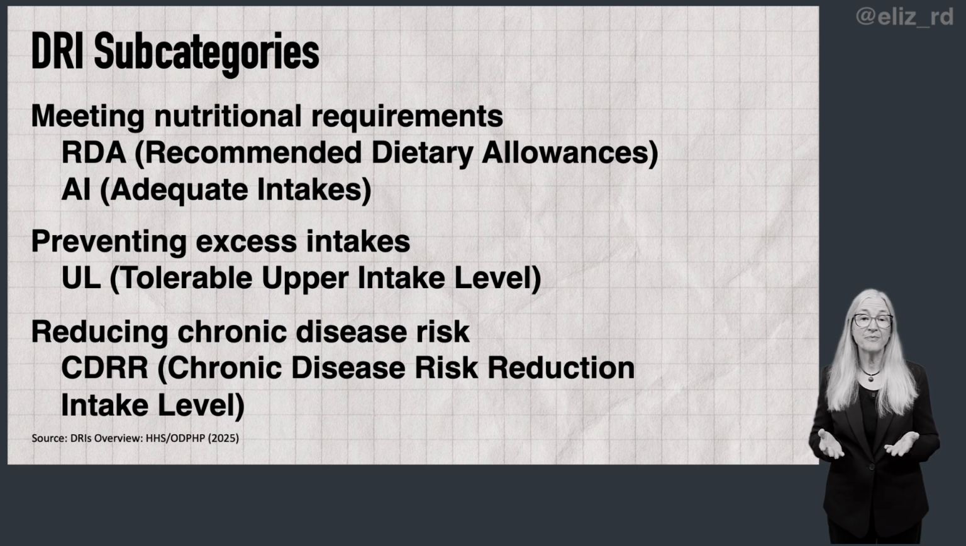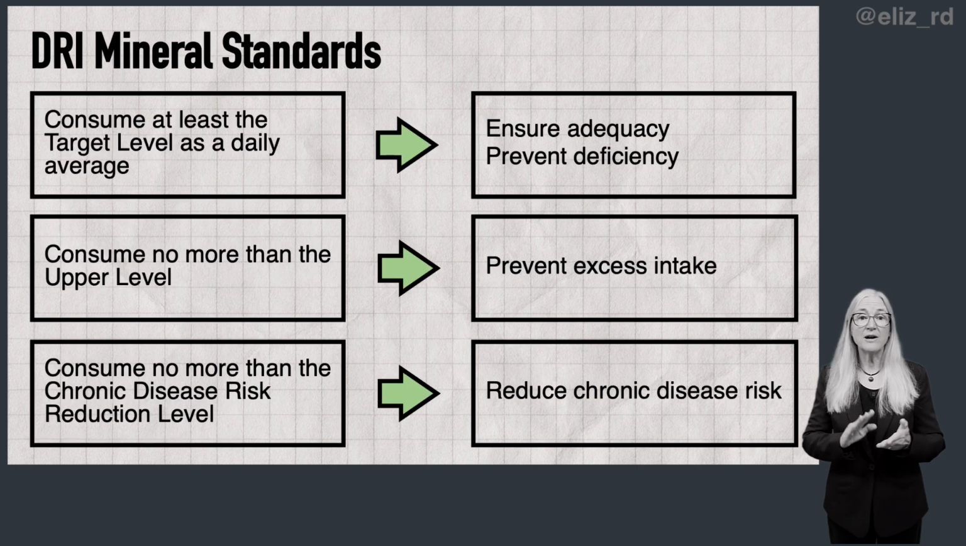In this overview of the DRI mineral standards, we have covered mineral target levels, which are intended to ensure nutritional adequacy and prevent deficiency, and mineral upper levels, which are intended to prevent excess intake. The idea is to use the 2 values together. Strive to consume at least the target level as a daily average, but no more than the upper level. I also introduced the chronic disease risk reduction level, which is intended to reduce chronic disease risk.